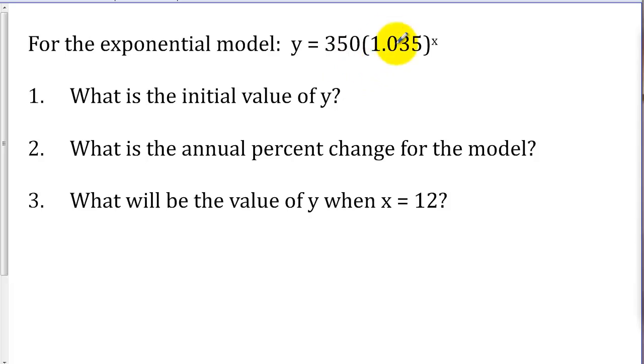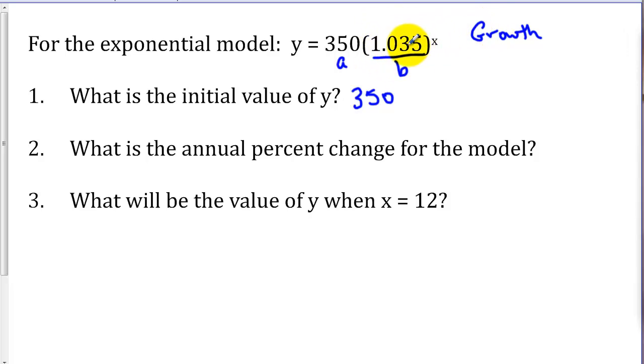So let's look at this model. Now in this model, is this exponential growth or decay? So again, we look at, this is our B and this is our A. So since this number is bigger than 1, this is exponential growth, meaning it's increasing. Now remember, the initial value for y is the A, so the initial value of y would be 350.